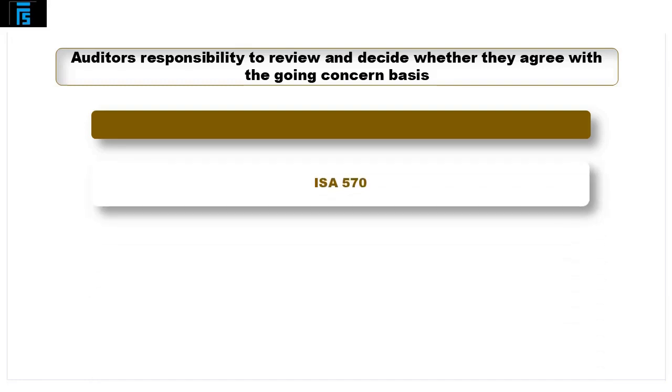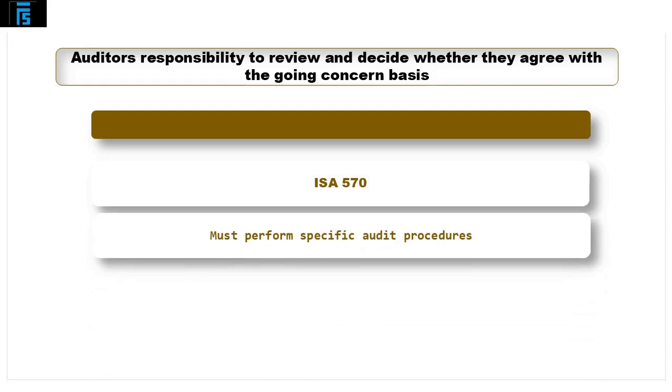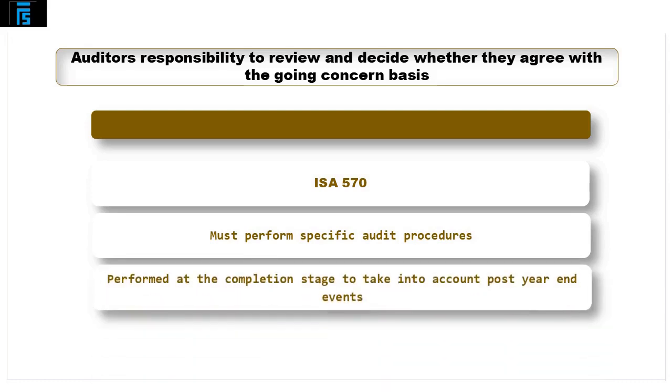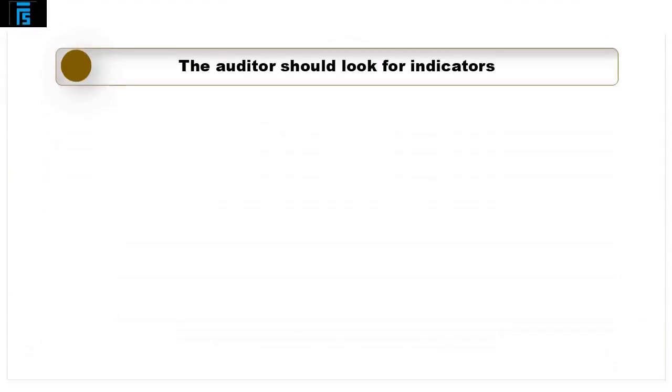ISA 570 states that the auditor must identify if the financial statements are being prepared using the appropriate basis. The only way they can do this is to perform specific audit procedures that will obtain evidence on the client's ability to continue. This is left to the end of the audit to ensure that events since the year end can also be reviewed, as these may have an impact on their foreseeable future. The auditor should look for indicators of going concern problems.